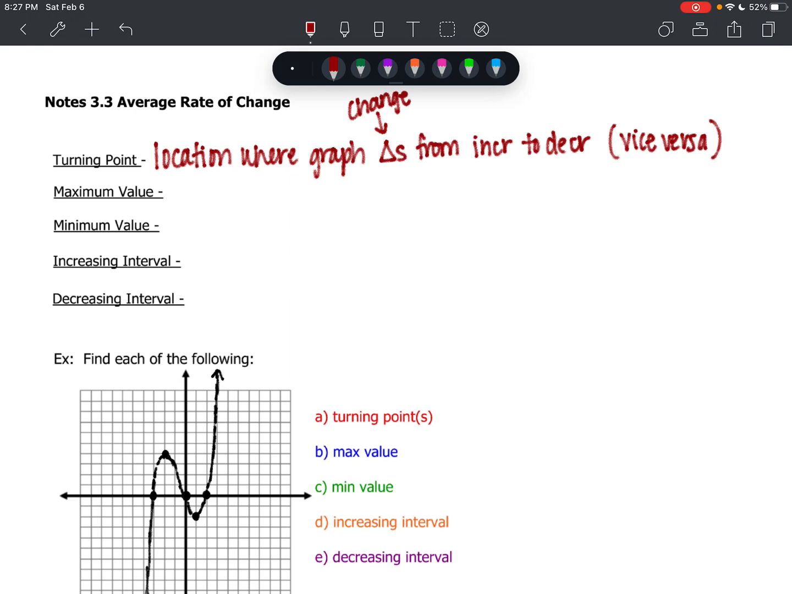The maximum value is the largest y value. So the largest y value of the range. And the minimum value is the smallest y value of the range.